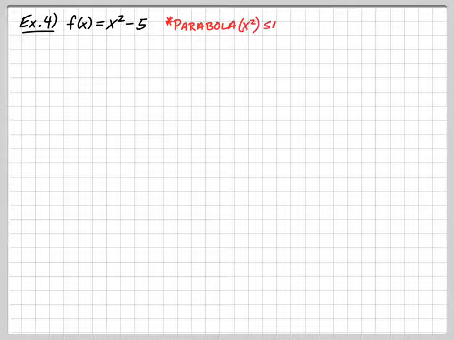So example 4. f of x equals x squared minus 5. You should know essentially what the graph of this thing looks like. It's quadratic, so it's just a parabola. And in fact, it's just a parabola shifted down 5. If you take this x squared and subtract 5, it's literally just the plain old parabola you would think of, and then moved down 5 on the y-axis.